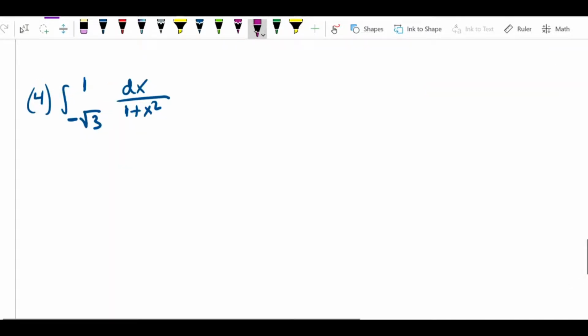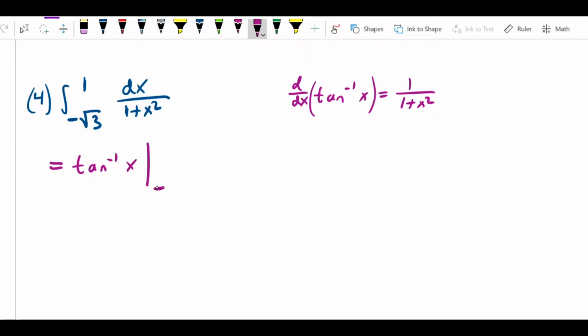So for our next example, let's evaluate the definite integral from negative root 3 up to 1 of the function 1 over 1 plus x squared. Now, the thing to recognize here is that we already know that the derivative of arctan x is 1 over 1 plus x squared. So it's certainly correct to say that an antiderivative of 1 over 1 plus x squared is arctan of x. Therefore, we can simply use arctan of x as our antiderivative, and we're going to let that go from negative root 3 up to 1.